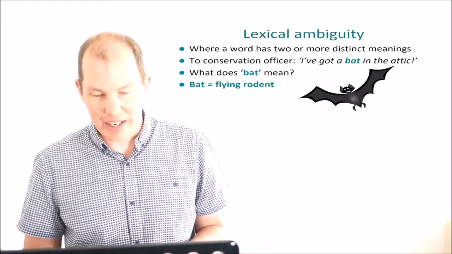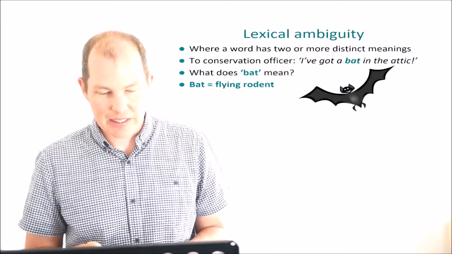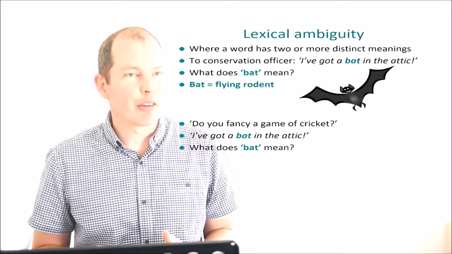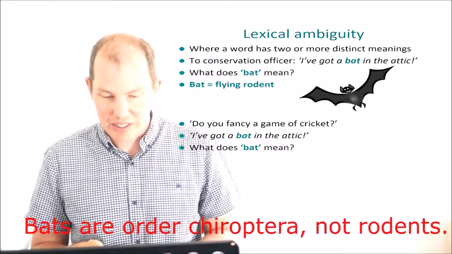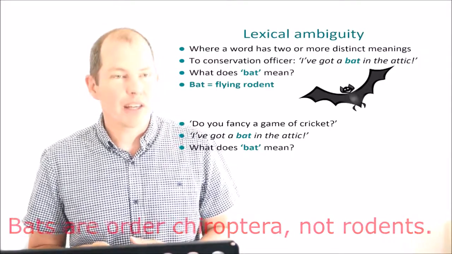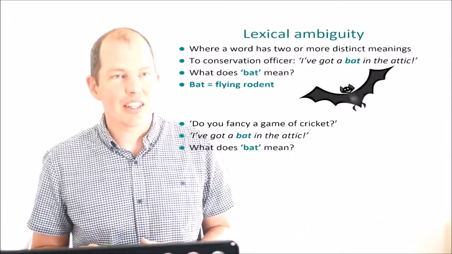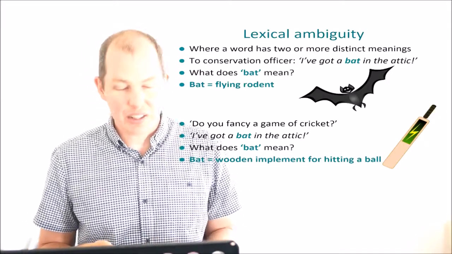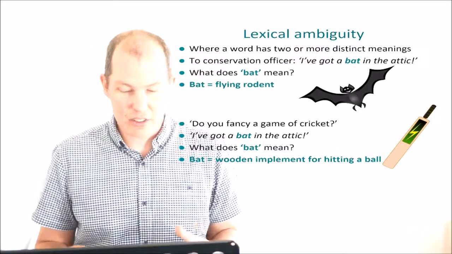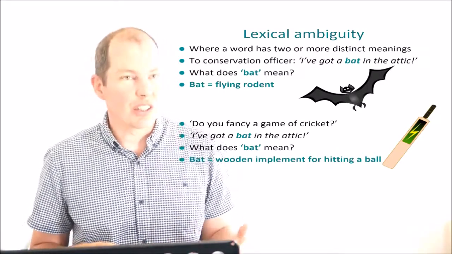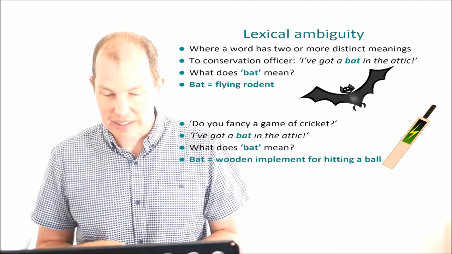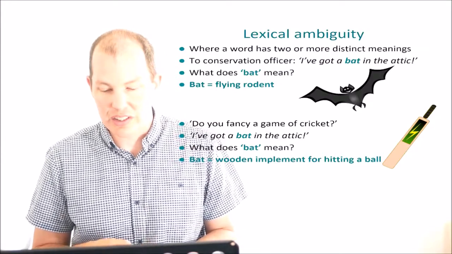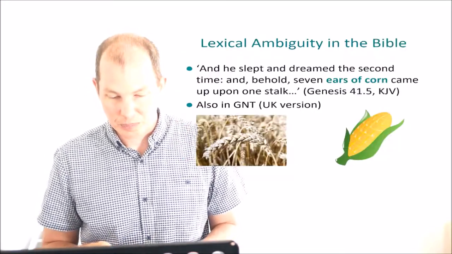However, what if a friend comes around to my house and says, "Do you fancy a game of cricket?" In this case, if I say, "I've got a bat in the attic," it would be rather irrelevant for me to have started talking about flying rodents. So he's most likely to enrich what I've said by assuming that I'm talking about a bat in the sense of a wooden implement for hitting a ball. The important thing to notice here is that without any context, the word bat is ambiguous, and as a result, so is the utterance, "I've got a bat in the attic." However, when we're in a specific context, the hearer should be able to enrich this utterance and infer the correct meaning.